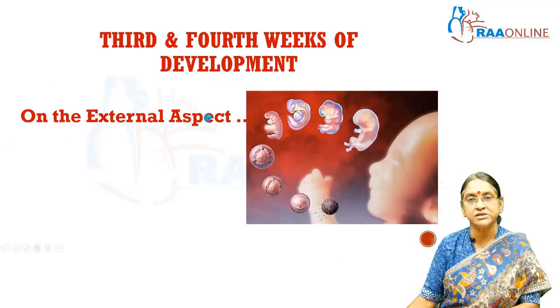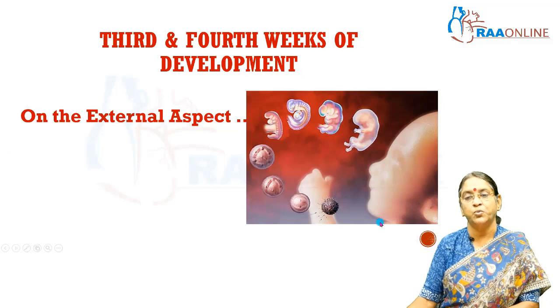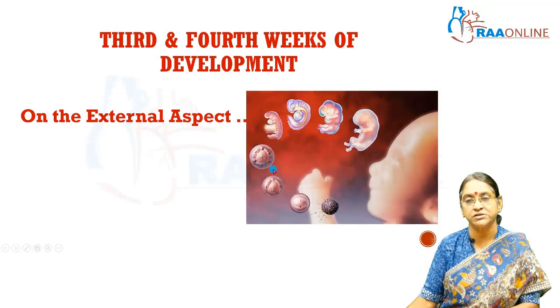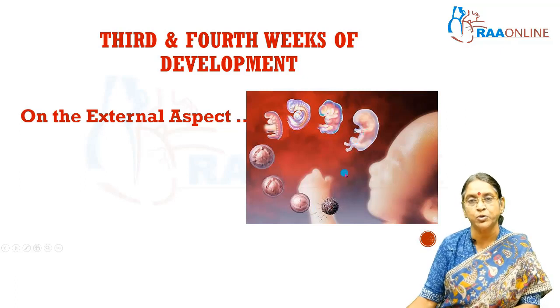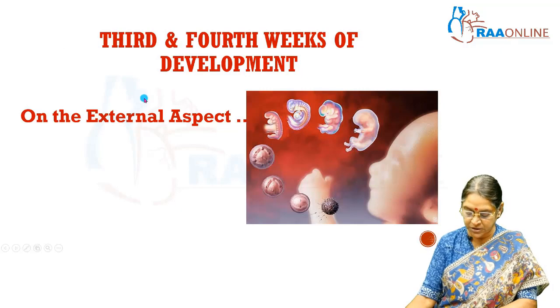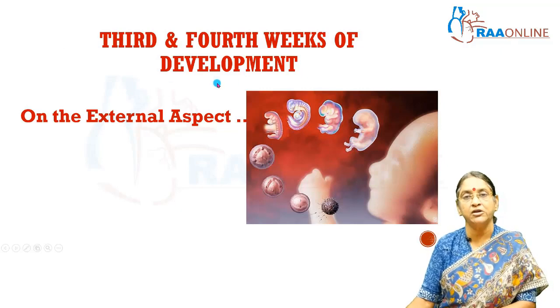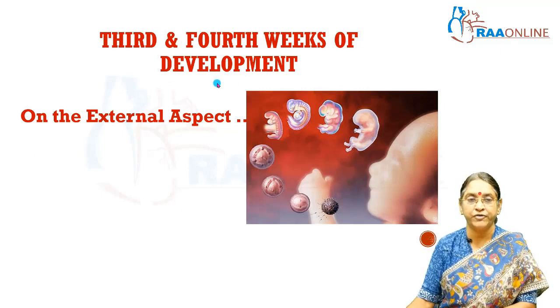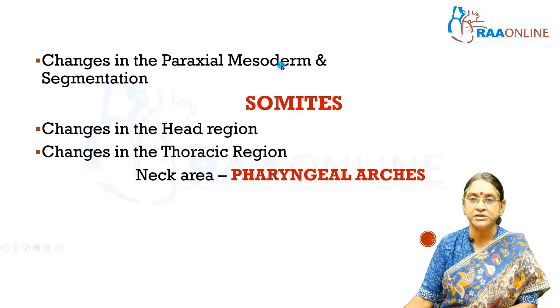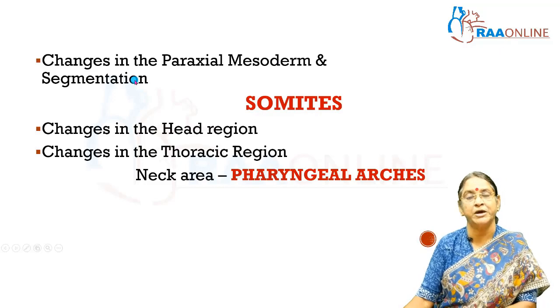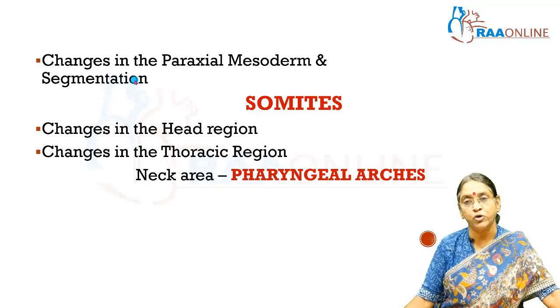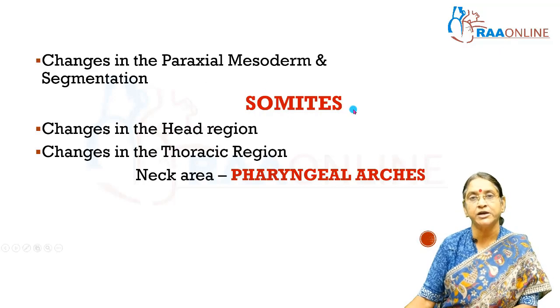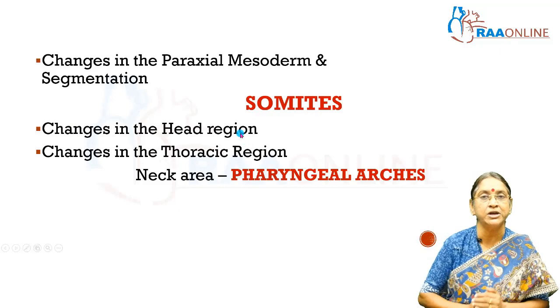So on the external aspect, what changes do we notice? These are all external aspect changes through the development of the embryo, but we are now concerned with the 3rd and the 4th weeks. So at the end of the 4th week, what do we find? Changes in the paraxial mesoderm have also led to segmentation of the paraxial mesoderm, which we have already seen as somites. And changes in the head region. That's what I told you earlier.